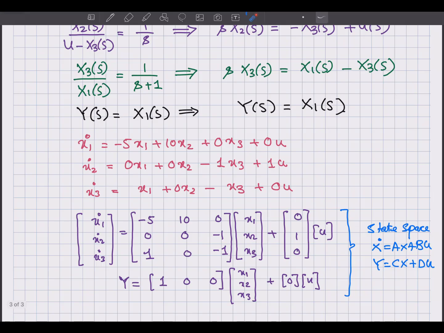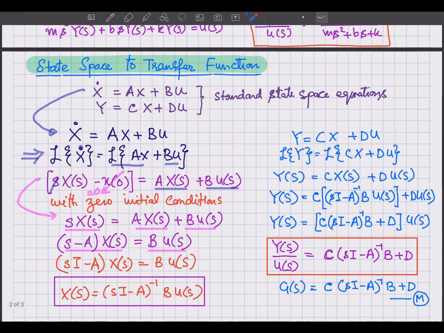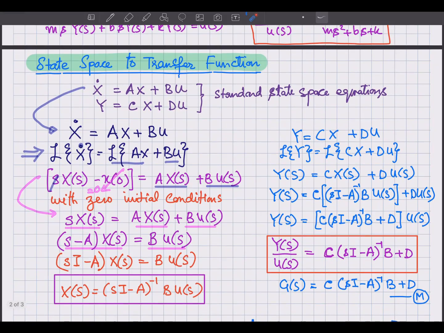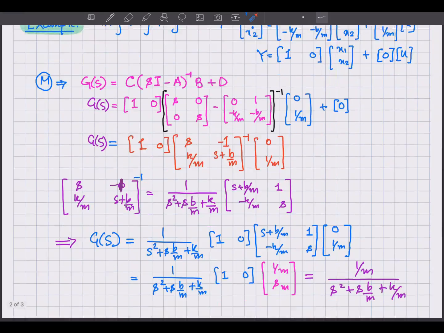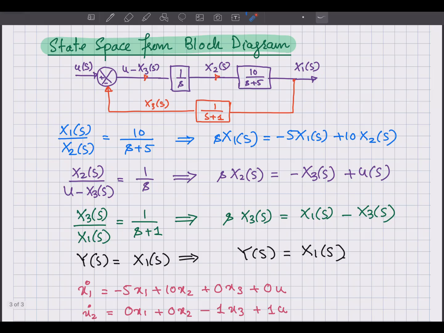To conclude, we have discussed how we can develop the transfer function from the state space, and we have derived the expression for that, and we have seen an example of how we can develop the state space directly from the block diagram.